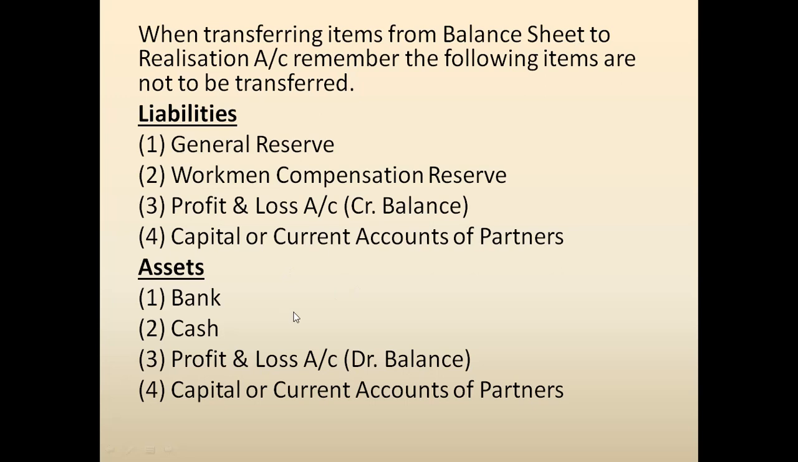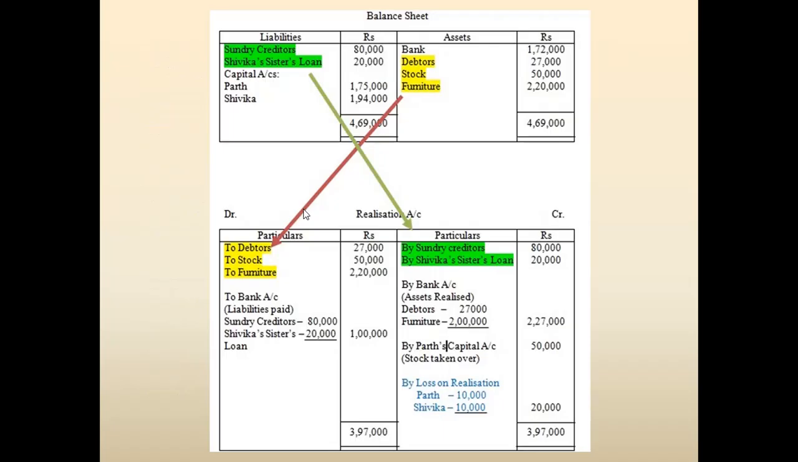So all these items will not appear in the realization account. There is one more thing, that is investment fluctuation reserve. So what to do with that item? I will let you know when the question comes up; I will explain it when the question is solved in the next video. So please go through this realization account one more time, because it may be quite confusing in the beginning, but I tell you that this is the easiest chapter in partnership accounting.